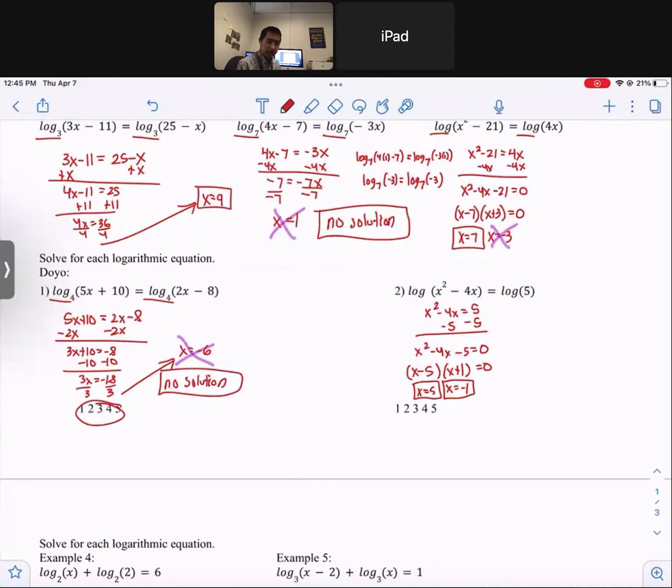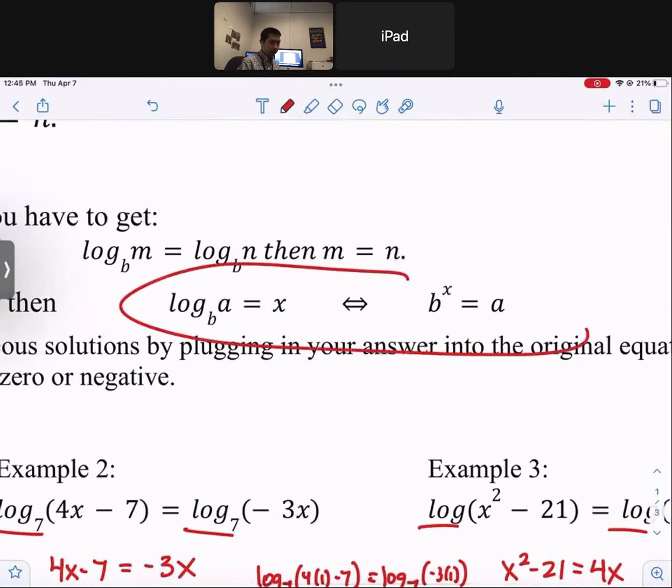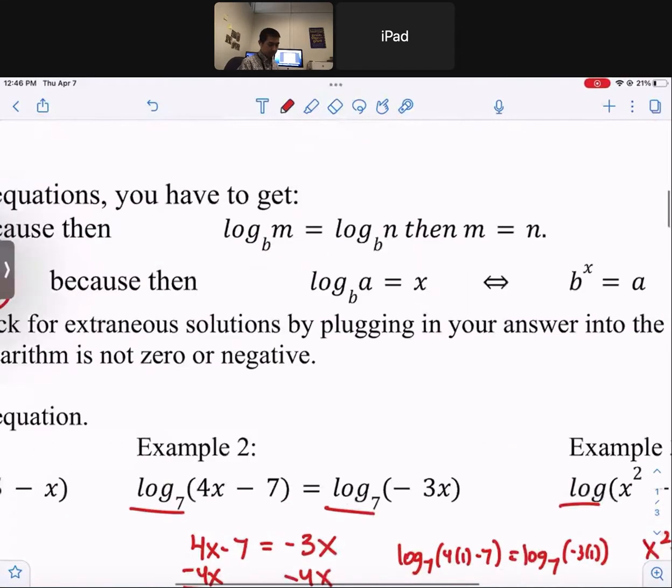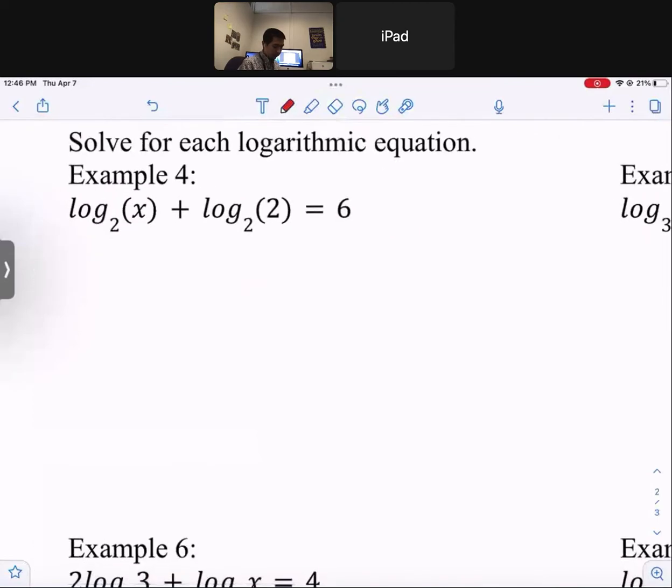So that was log equals a log. Now we're about to do log equals a number. And if it's log equals a number, you guys have to convert it from log form to become exponential. So you guys will see. I'll write the log form down here so that we always have a frame of reference, and I'll write exponential form over here so that we also have a frame of reference.